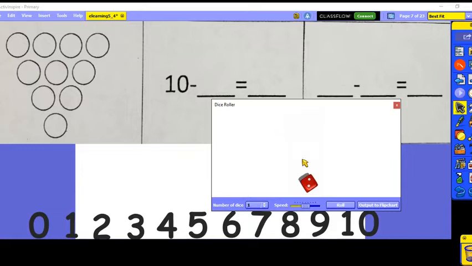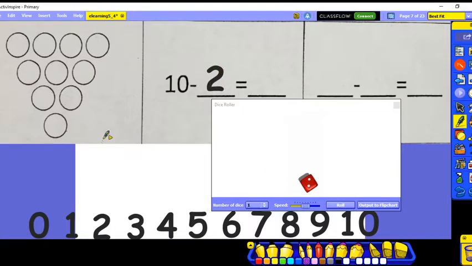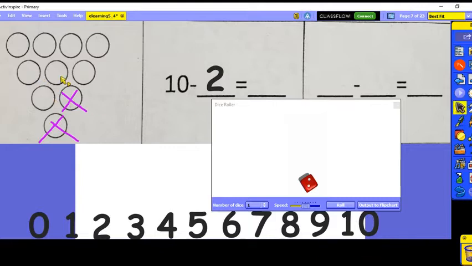Okay, so we're pretend bowling. These are our bowling pins. We're starting with 10, and that's why we have a 10 right here. So we're going to roll and see how many bowling pins we get to knock down. Okay, so we're going to knock down 2 bowling pins. And let's see how many bowling pins we have left. 1, 2, 3, 4, 5, 6, 7, 8. 10 minus 2 is 8.